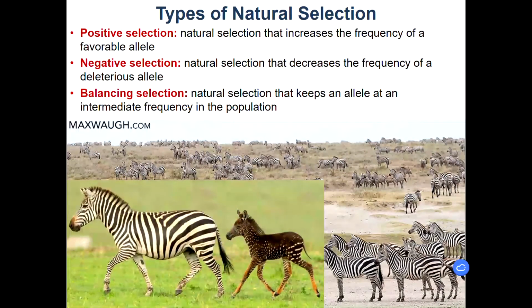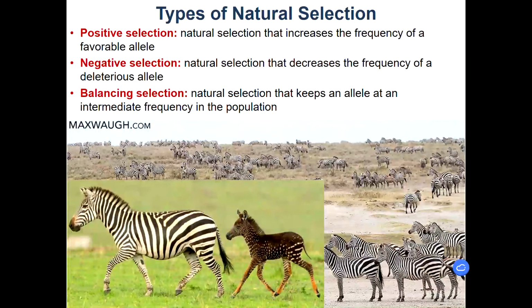So here's an example of a baby zebra that was born a few months ago in Kenya, and it has spots instead of stripes. What do you think is going to happen to this very adorable baby zebra? It's going to get eaten because it stands out among the crowd. So for this particular offspring, this baby, it is probably not going to survive to adulthood.